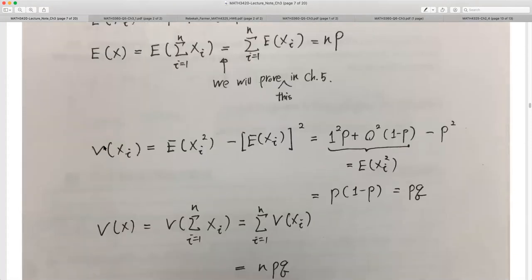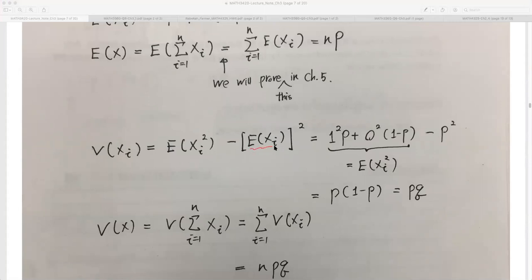And V of x sub i is E of (x sub i minus mu sub i) squared, right? So this is mu sub i, which is the expected value E of x sub i, p. The E of x sub i squared is 1 squared times p plus 0 squared times (1 minus p). Let's simplify this. We're going to get p times q.